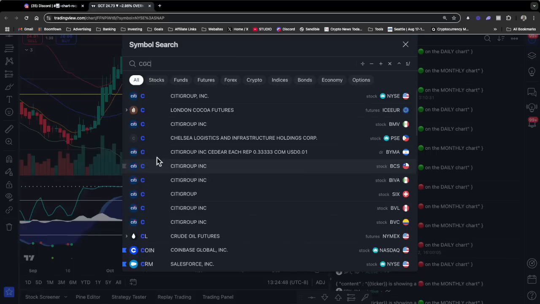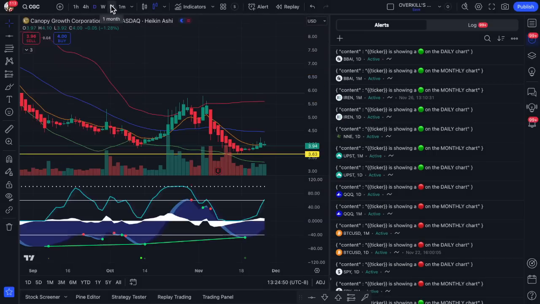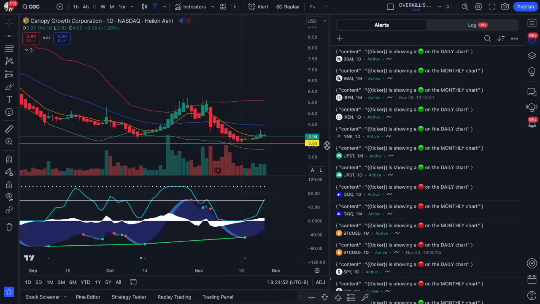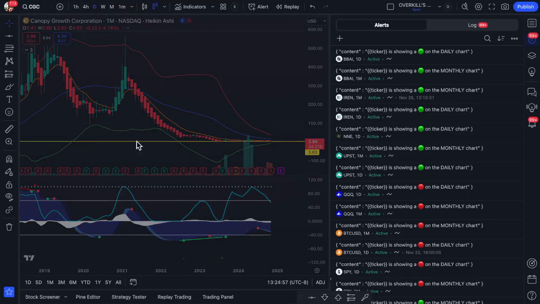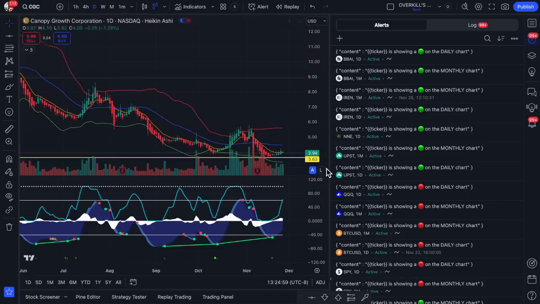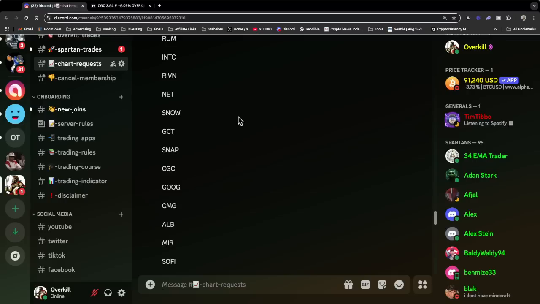SNAP, we covered. CGC, pot stock here. Okay, this thing looks like it's trying to find a bottom here at 364. Monthly chart is still red. So pot stocks have just been absolutely awful. Okay, if you own it, put a stop loss at 360.